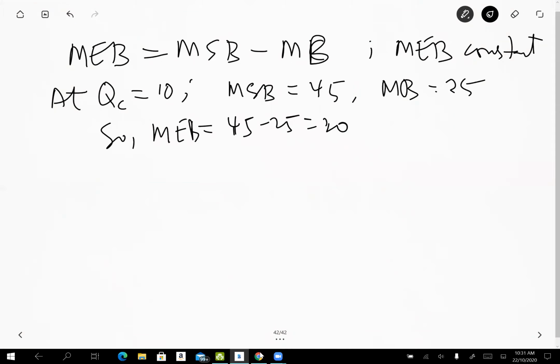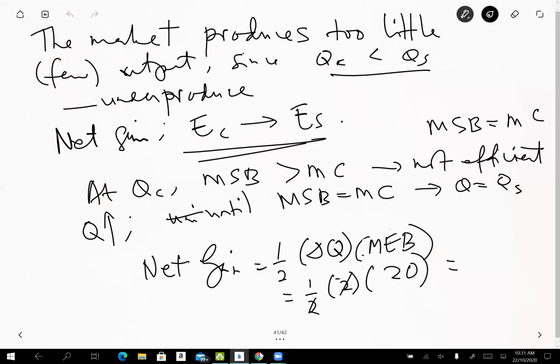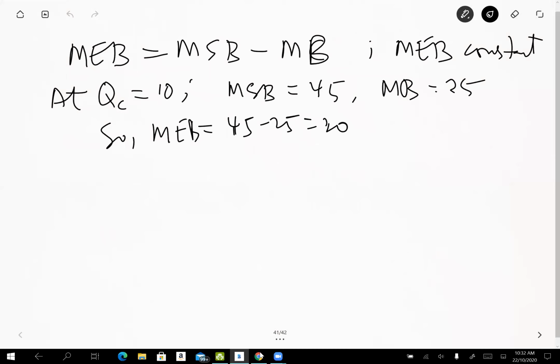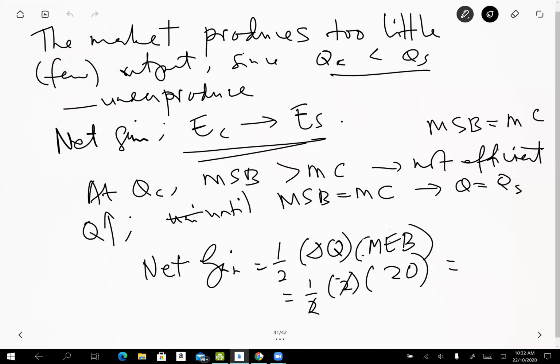Because normally they should give us the amount, but we can get it from the diagram. So that is the marginal external benefit, which is 10, and then you get the net gain. No, I'm sorry, 20. 45 minus 25. So that is equal to 20. I write 10? Yeah, I write 20. So 20 times 2 over 2, that you get 20. So that will be 20 million. So the net gain will be 20 million.